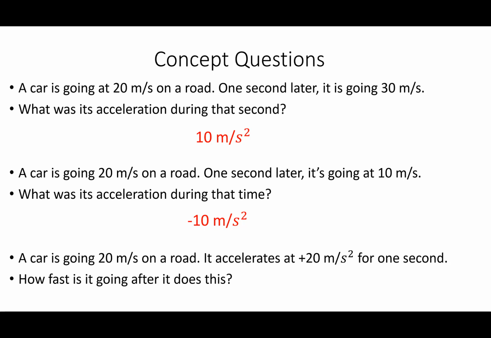Finally, if a car is going at 20 meters per second on the road, and then it accelerates at 20 meters per second squared for 1 second, how fast is it going after? So the acceleration tells you how much the velocity changes, right? And if you're only dealing with 1 second, you don't have to do practically any math. So it's going at 20 meters per second, and in 1 second, it speeds up by 20 meters per second. So to figure out how fast it's going after that, you would say 20 plus 20 is 40.